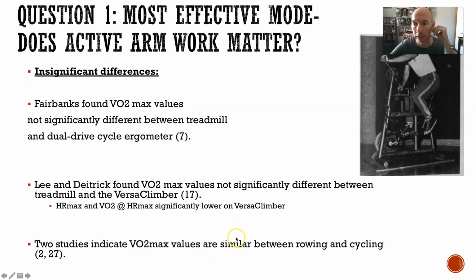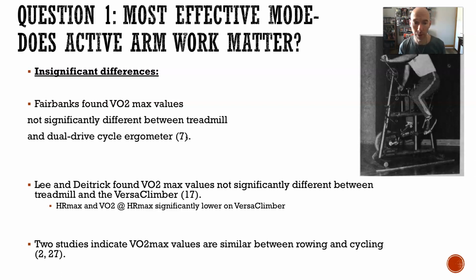Now, this is an interesting picture. An old study actually added the arm ergometer to the bike to see if there was an increased VO2 max response. And what they found were that the VO2 max values between a treadmill and a dual drive bike were pretty similar. So that's actually a good thing. That shows that by simulating upper and lower body exercise on a cycle, we could get a similar response that we would get on a treadmill. So that could be a good non-weight bearing option for individuals who are obese, for example.